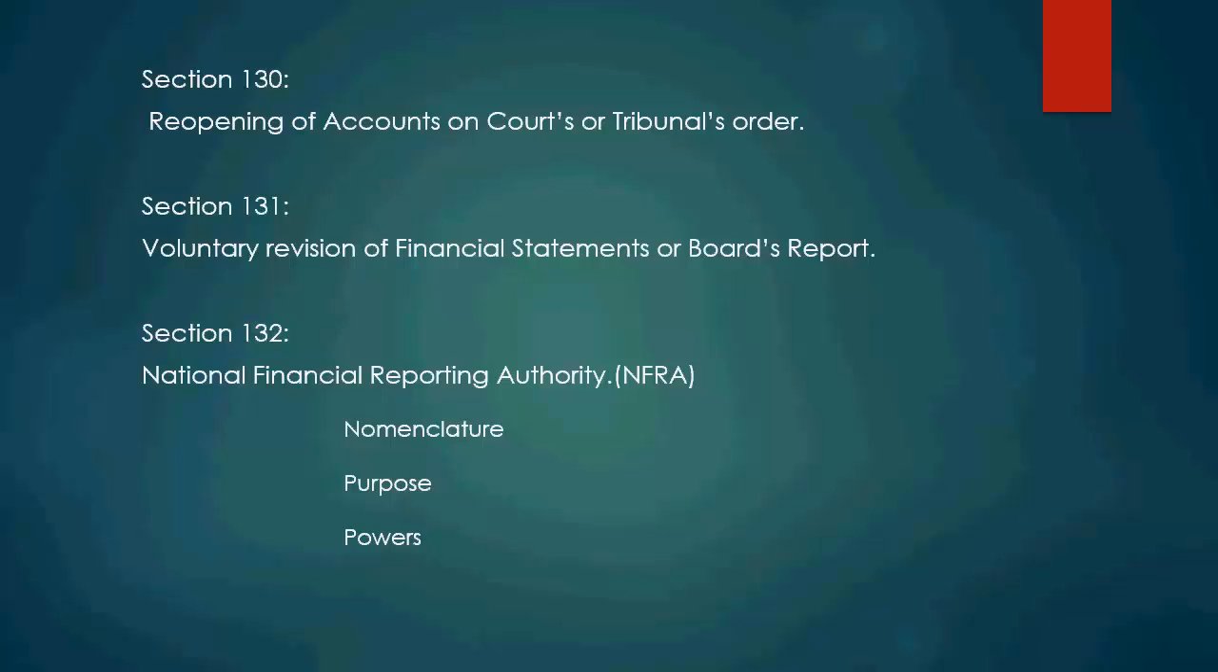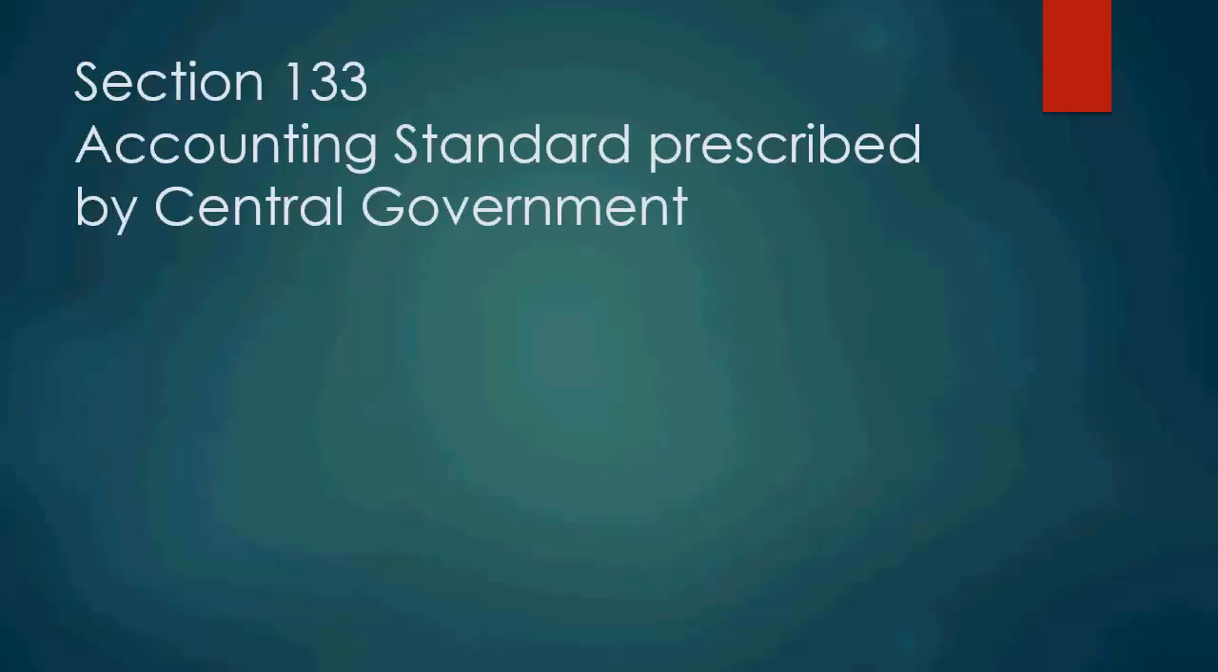So with this we come to an end of sections 130, 131 and 132, and now we move on to section 133, which is the accounting standards prescribed by the central government. So what do we see in section 133? Section 133 deals with the notified accounting standards, the accounting standards that have to be followed for the preparation and presentation of the financial statements. So how are these accounting standards approved or brought into force by the CG? Like what is the entire hierarchy that has been followed, who prepares it and recommends it?